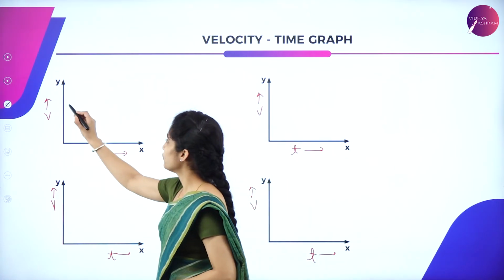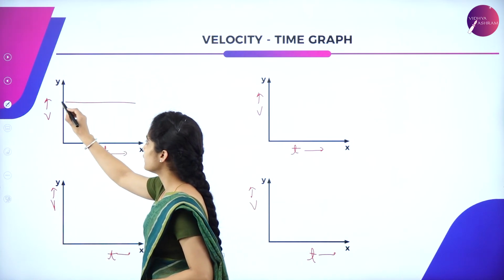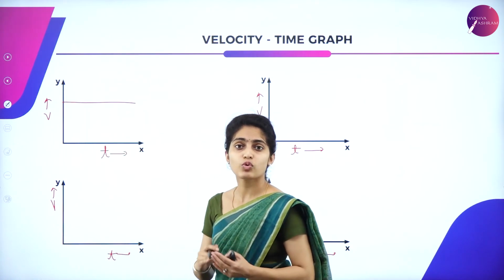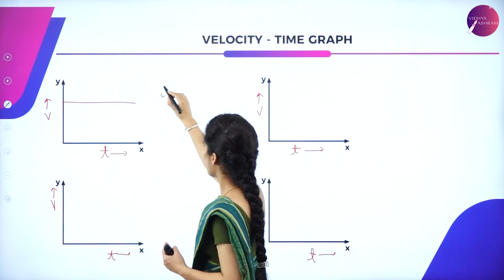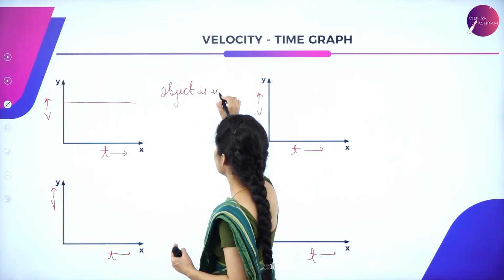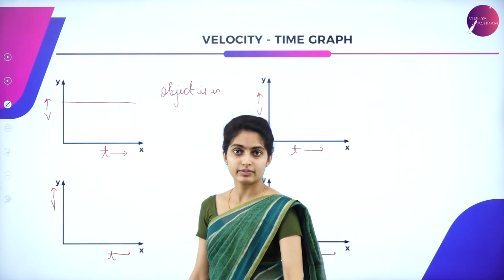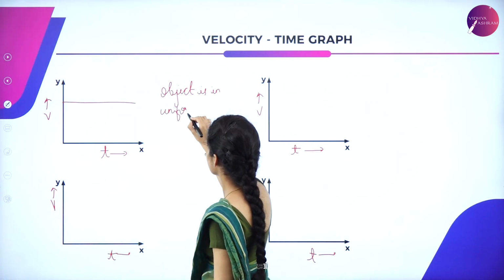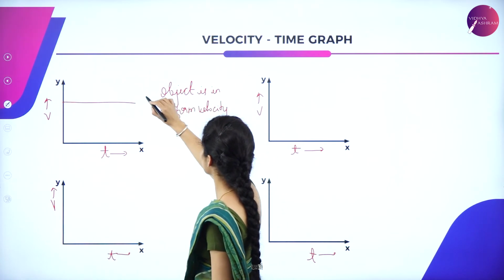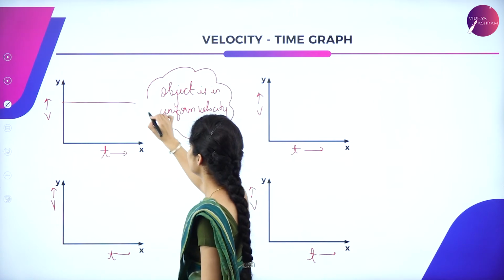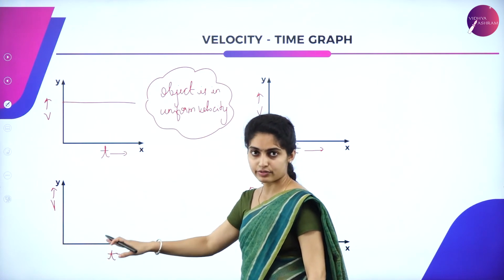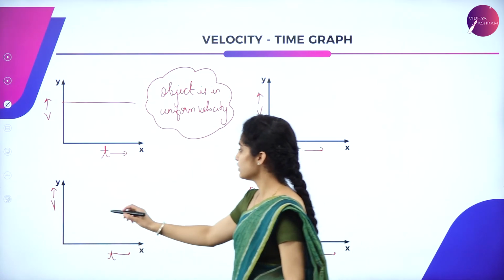So first of all, if you're having a graph like this, what can you tell? The time is changing and the velocity is a straight line over here. So what can you tell? You can tell that the object is in uniform velocity. So you can tell that the object is moving with uniform velocity in case of this velocity time graph. So coming to the next graph, here I will just draw.